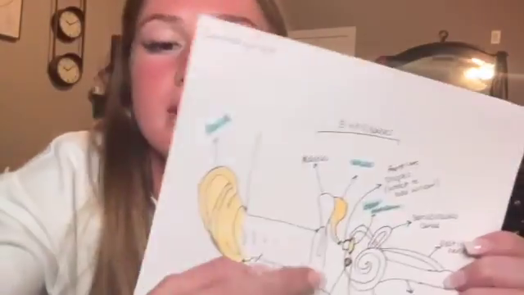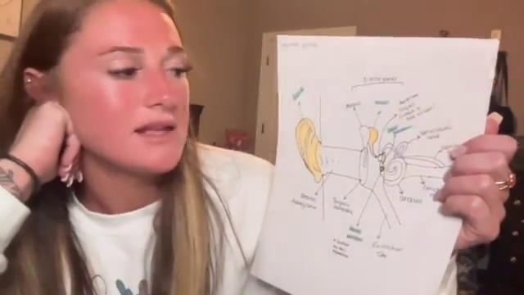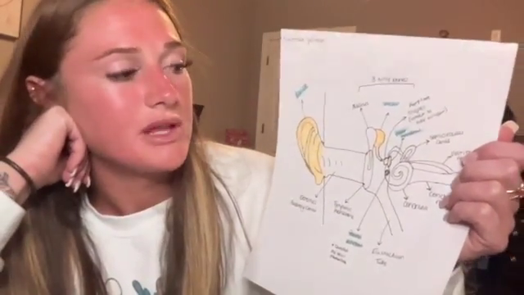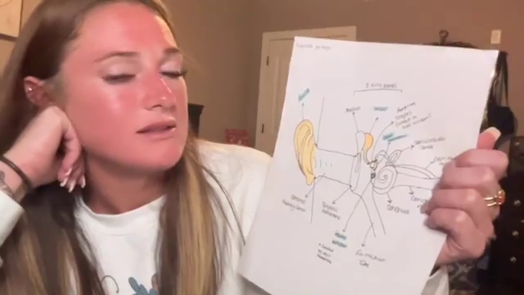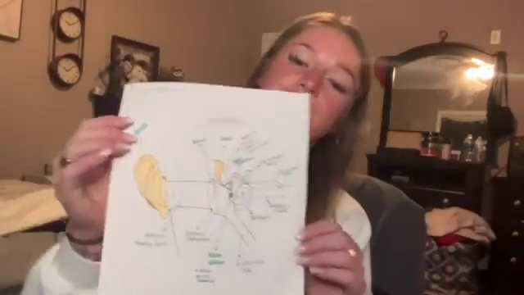Then you notice there's another little circle window right here. This one's called the round window. The purpose of the round window is for that sound to escape back out through the external canal and back through the ear. It just has to let that energy out because you have so much energy traveling in that it needs somewhere to go.